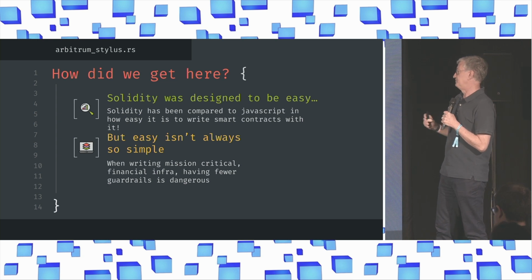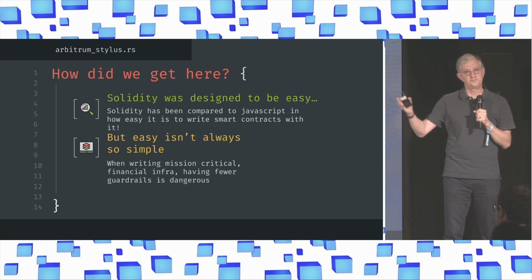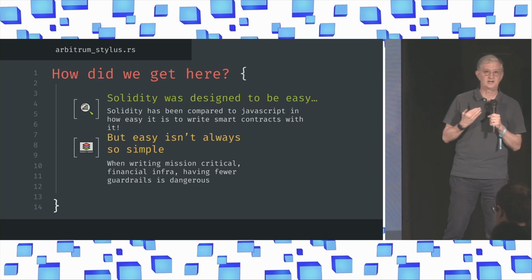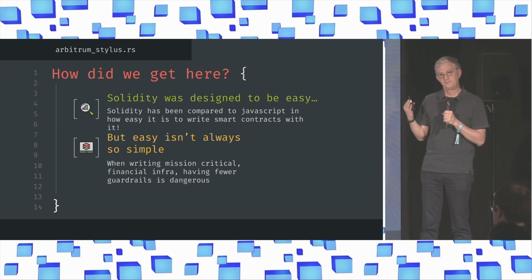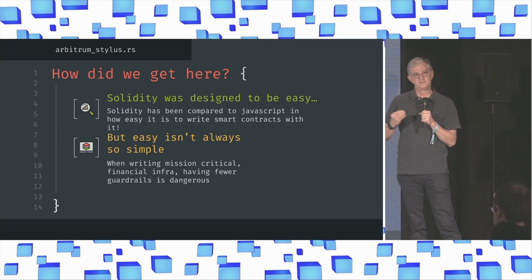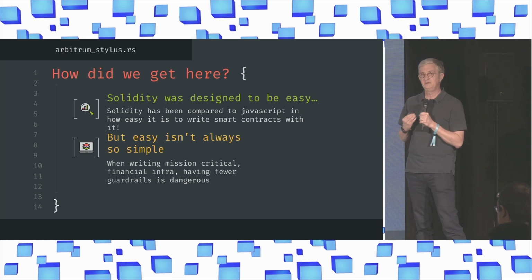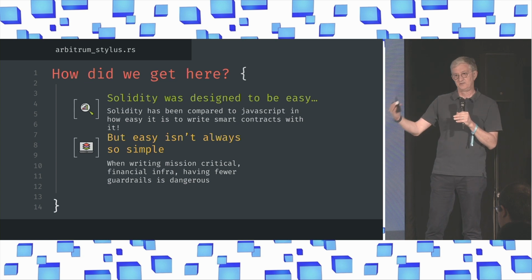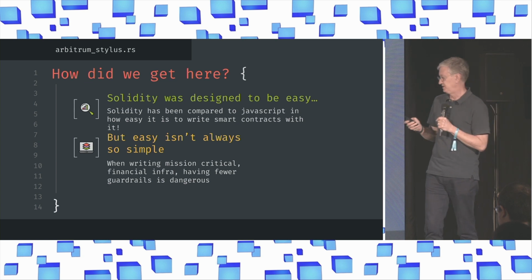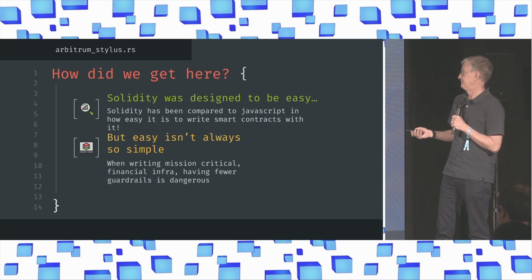But easy isn't always simple. If you're writing mission-critical code, if you need to avoid bugs, and smart contract programming is really all about avoiding bugs, it's important to have languages and tools and systems that are as bug-resistant as possible, that make it as easy as possible for a competent programmer to avoid shooting themselves in the foot.